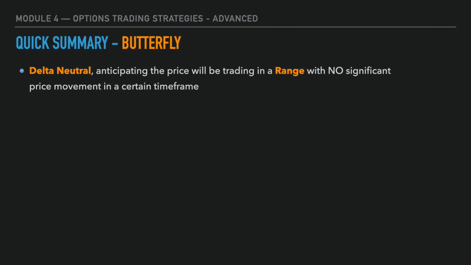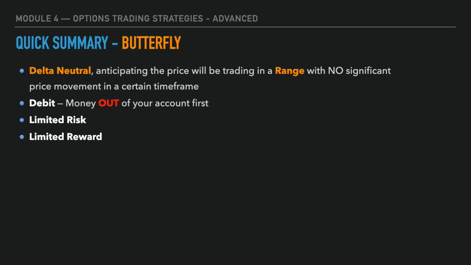It is a typical delta neutral or market neutral strategy. You basically anticipate the price will be trading in a range with no significant up move or down move in a certain period of time. You will have initial debit out of your account after you put on a butterfly trade. Both your maximum risk and maximum profit will be limited.